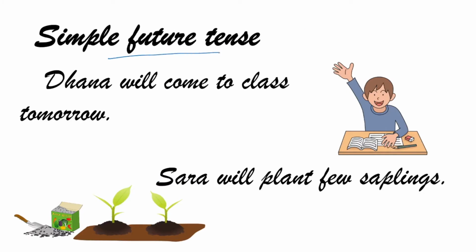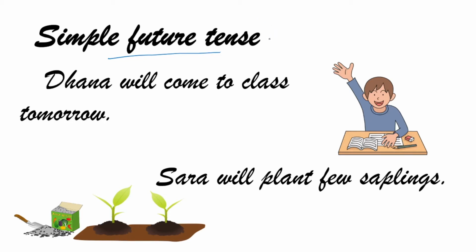Then moving on to simple future tense. The simple future tense is used to talk about things that haven't happened yet, and it expresses facts or certainty. So, Dana will come to class tomorrow. This shows that the action is going to take place in the future. Similarly, Sarah will plant few saplings. Here this is also showing a certainty of something that is going to happen in the future. So these sentences show facts or certainty.